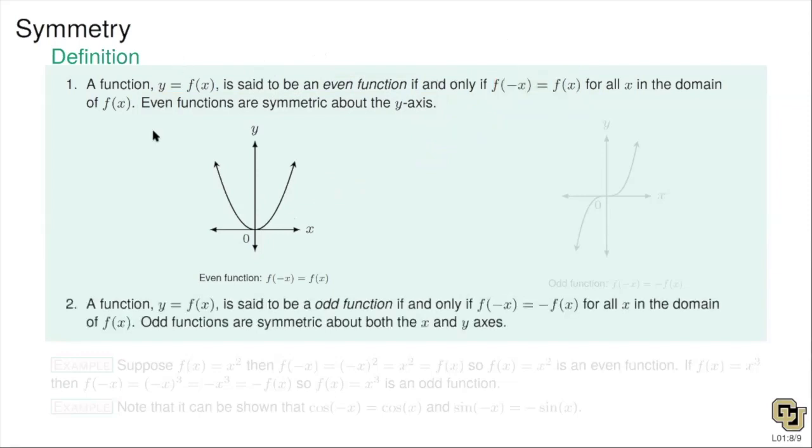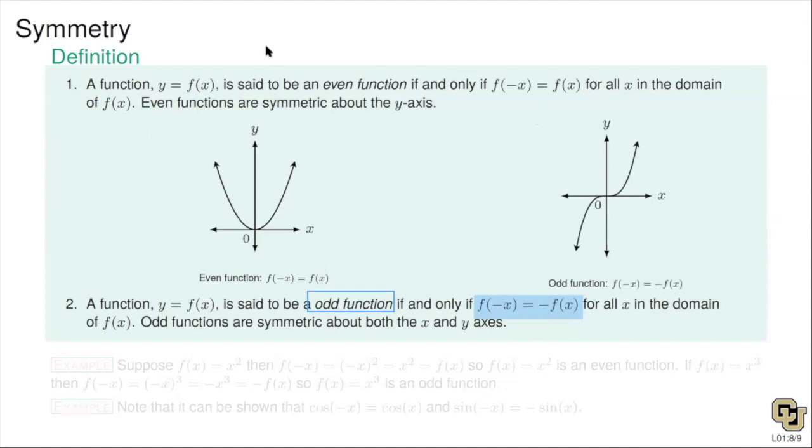The other type of symmetry is known as odd. You could have odd symmetry. So a function is said to be an odd function. And again, here's the analytic definition: if f of negative x equals negative f of x. Look at where the minus sign is compared to the definition for an even function. And here, when we say a function is odd, it has symmetry about the x and y axis.